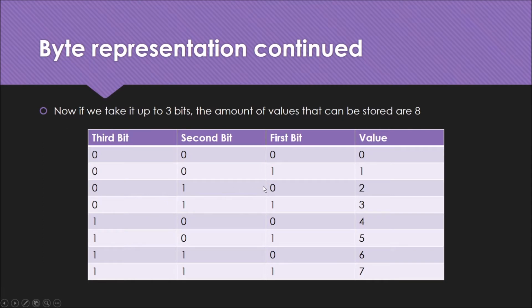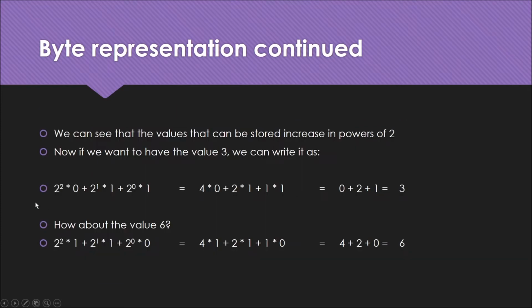And we can look over here. So we have 0 1 1. For the value 3, we have 0 1 1, and you can see we get the value 3. So this is how the computer calculates the values.